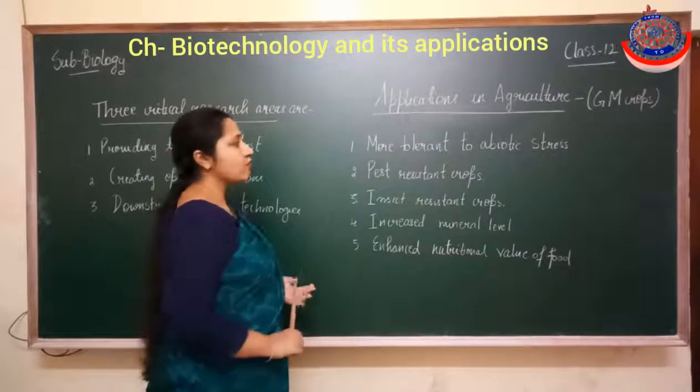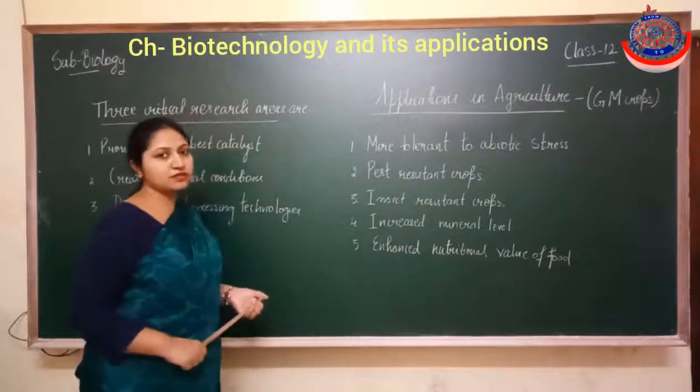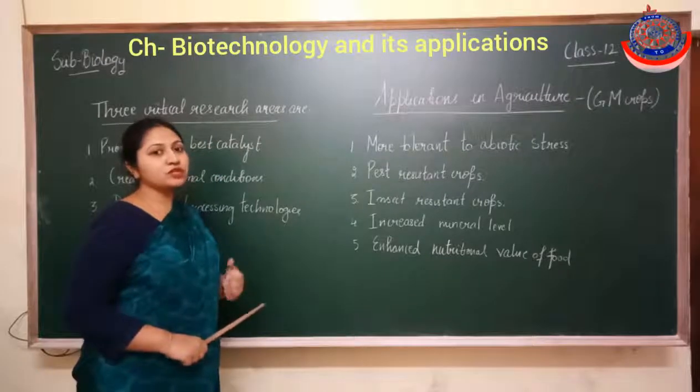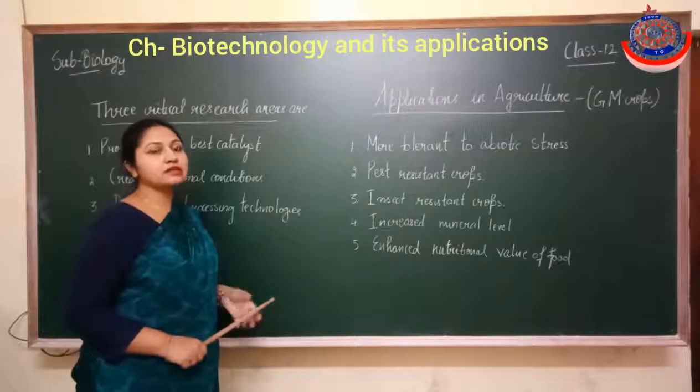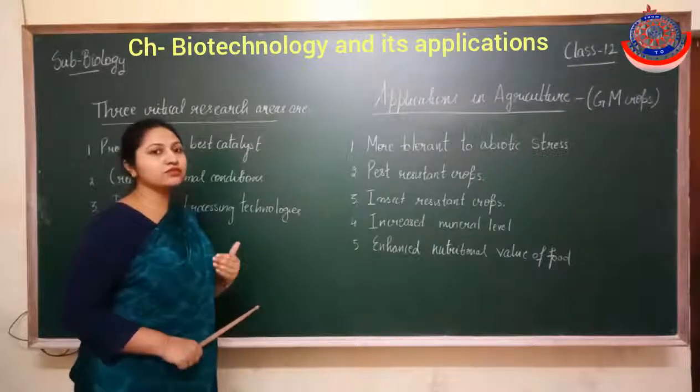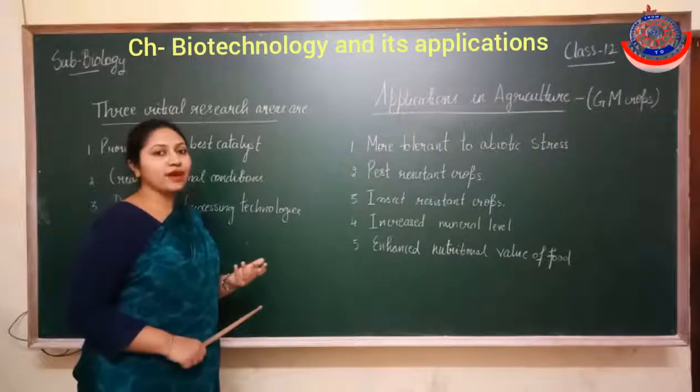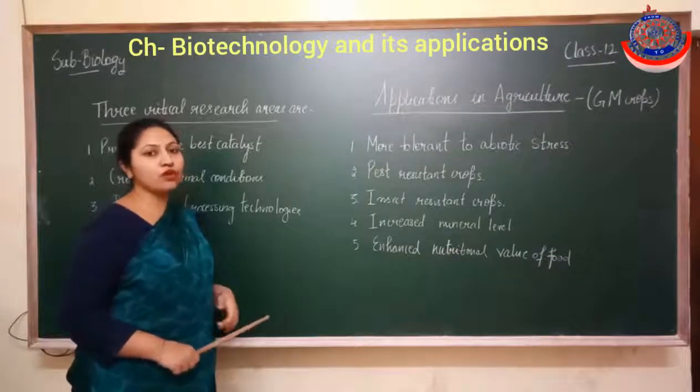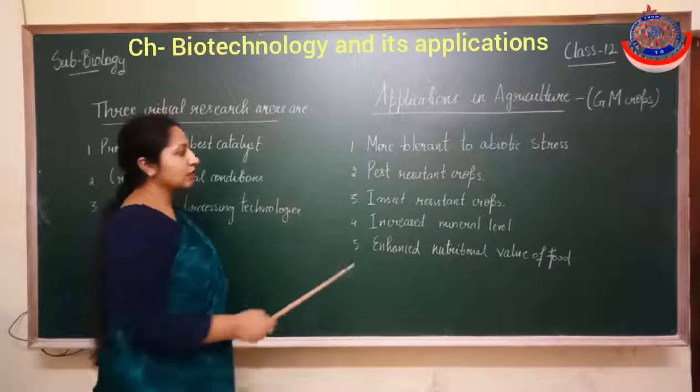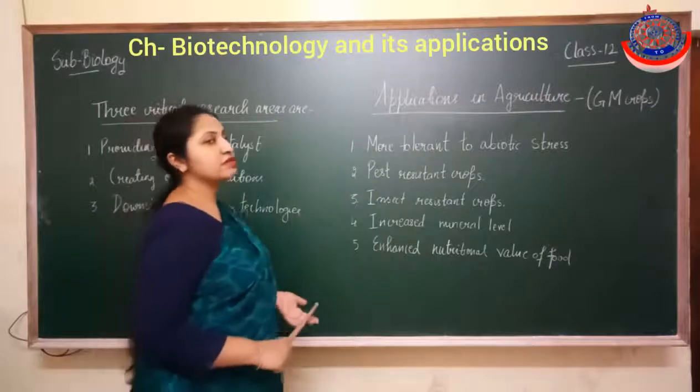First, more tolerant to abiotic stresses. Means we can produce such kinds of plants which show more tolerance against abiotic stress. Abiotic stress means that the external environment has more heat, cold, drought, etc. And second, pest resistant crops.